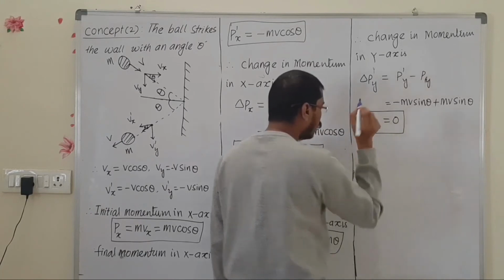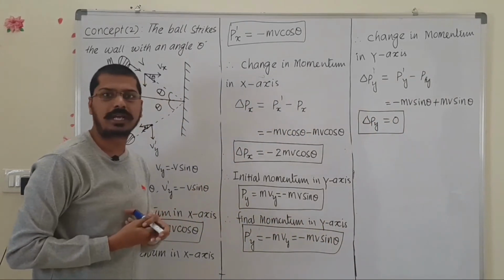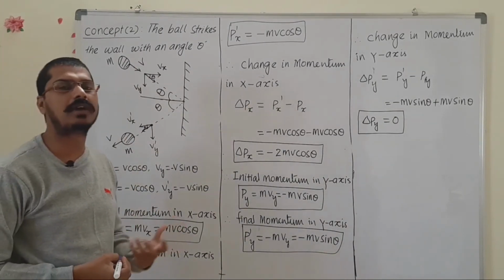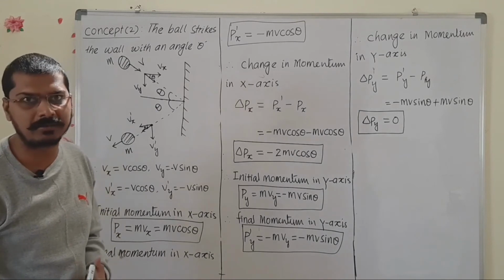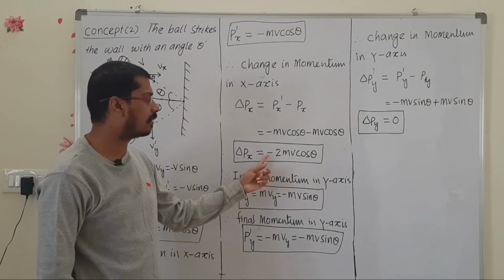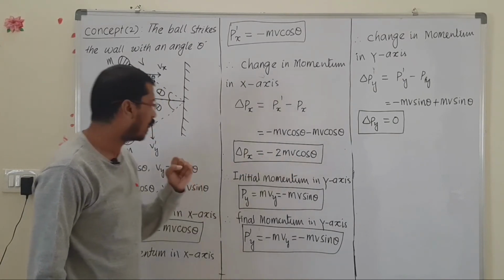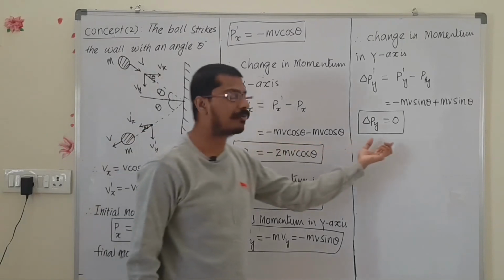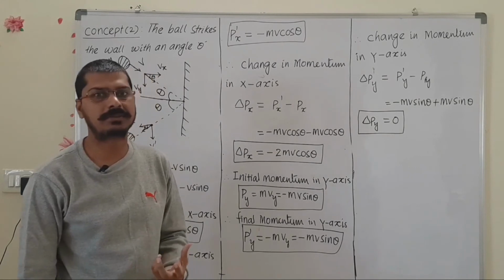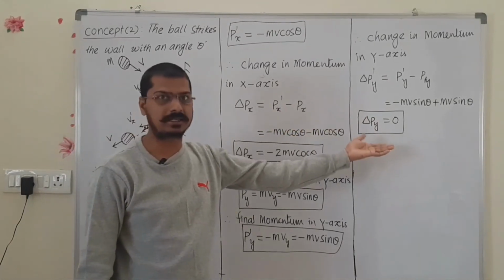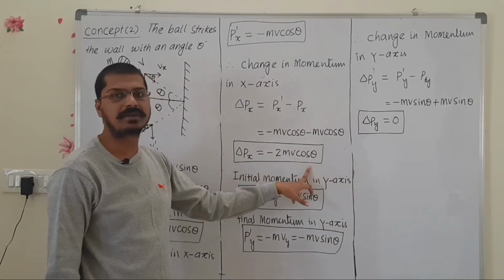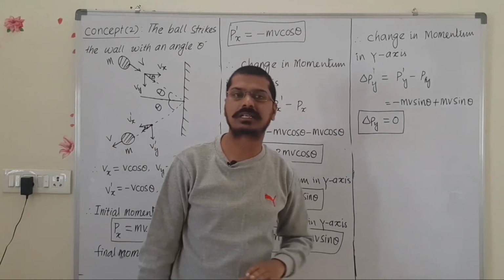Whenever in this condition, they will ask two types. Why? Because it is oblique, that's why along the x-axis we have to find the change in momentum, and along the y-axis also we have to find the change in momentum. But here, along the x-axis only we will get the change in momentum, that is 2mv cos theta. If you take along the y-axis, the change in momentum is 0. In competitive examinations, they will ask to create confusion about the change in momentum along the y-axis. At that time we have to remember that along the x-axis only there is change in momentum, but along the y-axis there is no change in momentum.